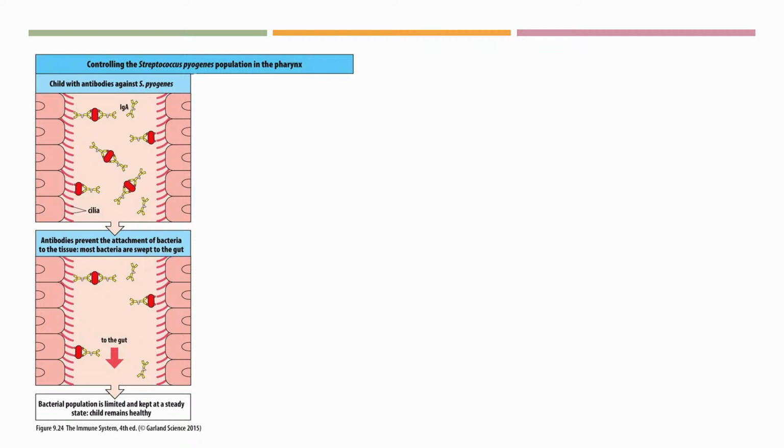All right, so here's a scenario. There is a Streptococcus pyogenes infection in the pharynx, so in your upper respiratory tract. And here we have a child. This is their pharynx epithelium, and this child has antibodies against S. pyogenes, so Streptococcus. So here we see the Streptococcus in red and the antibodies that are in yellow.